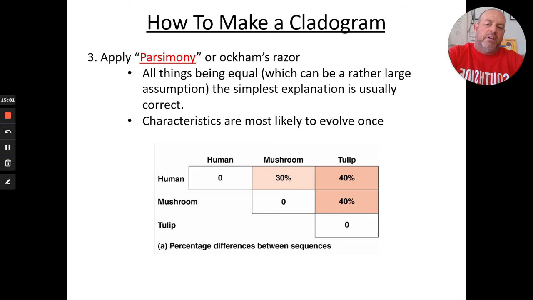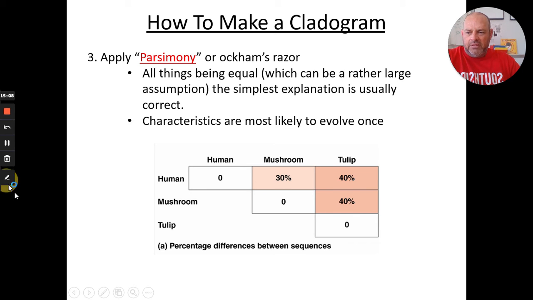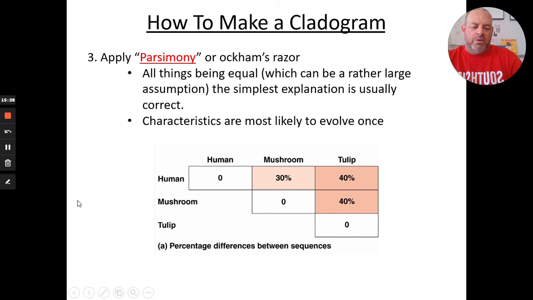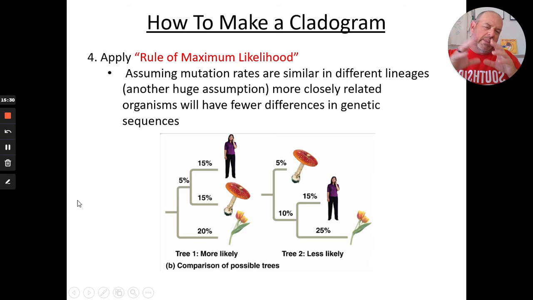And so if you look at this data down here, the percentage differences between sequences. So the human is, obviously, no different from another human. So we have a human here and a human here, and there is no difference. A human and a mushroom, we have about 30% difference in our sequence, and about 40% different from a tulip. And you can see the mushroom and tulip together are about 40% as well.